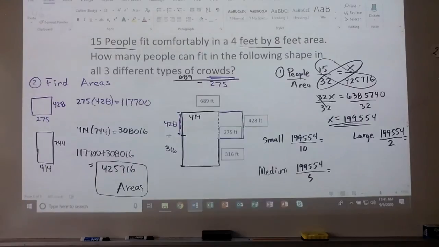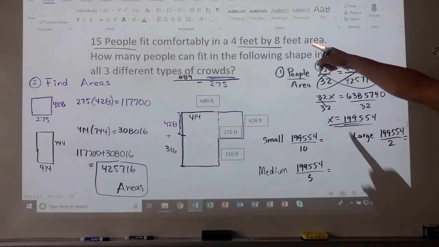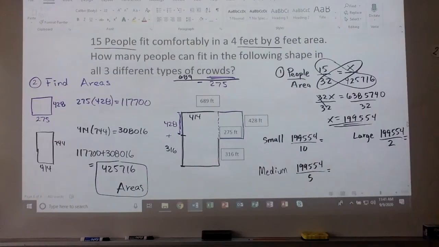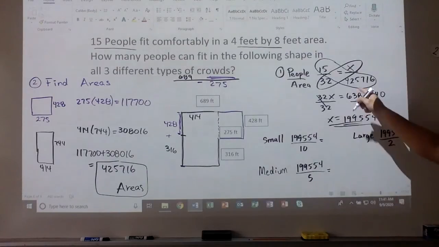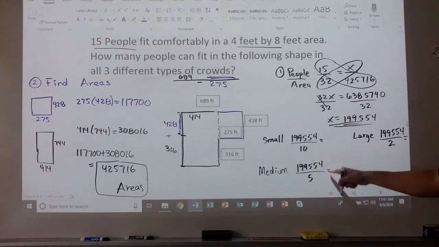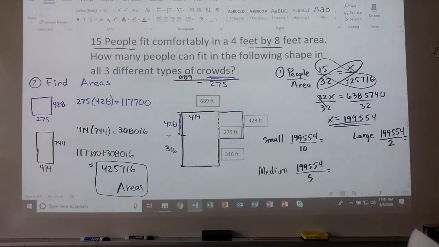My test will be similar to this. I'm going to give you the information. You're going to have to figure out the area, use that area to do the proportion, and then find me how many people fit in each crowd. Took a few seconds to copy your notes. If I were you, I'll go over it again and then just watch. I feel like if you watch first and then copy, it will work better. So here's the answer, copy it.